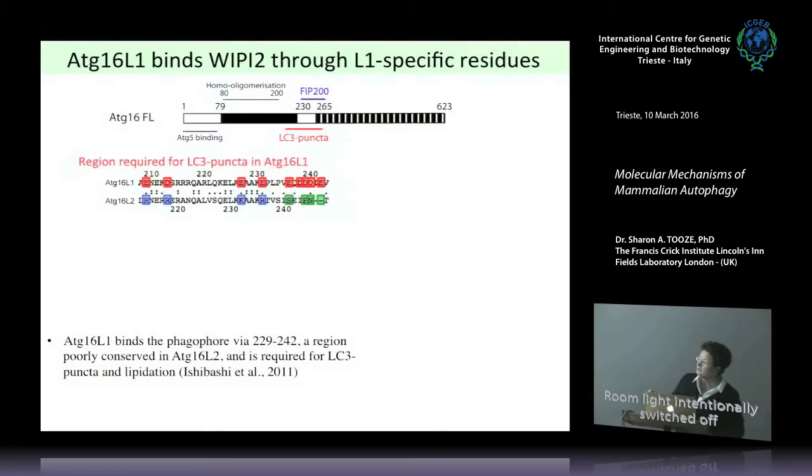So the region between 229 and 242 in HG16L1 is required for LC3-2 puncta, but it's not required in HG16L2. So using domain swapping, where you take HG16L2 and you put the L1 domain in, you can rescue puncta, but if you just have HG16L2, you don't have LC3 puncta. It also binds to FIP200, which is another story.